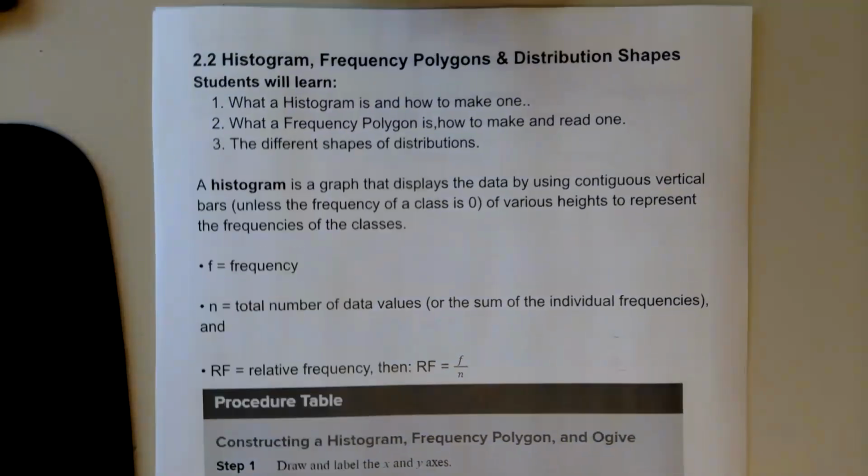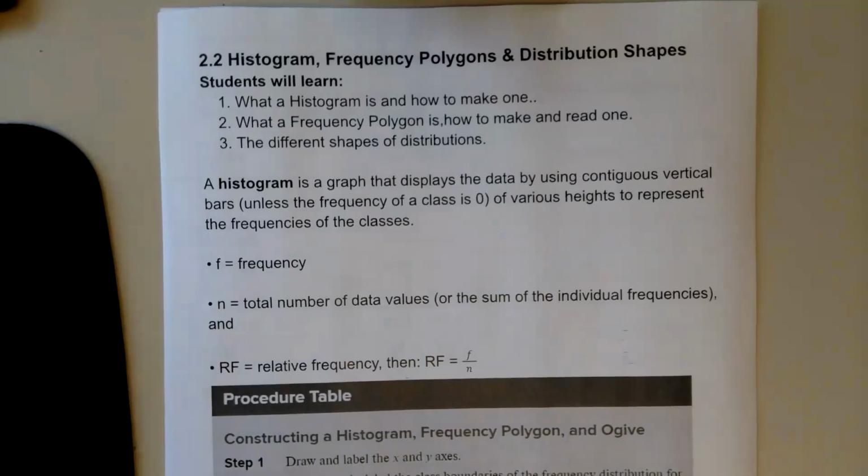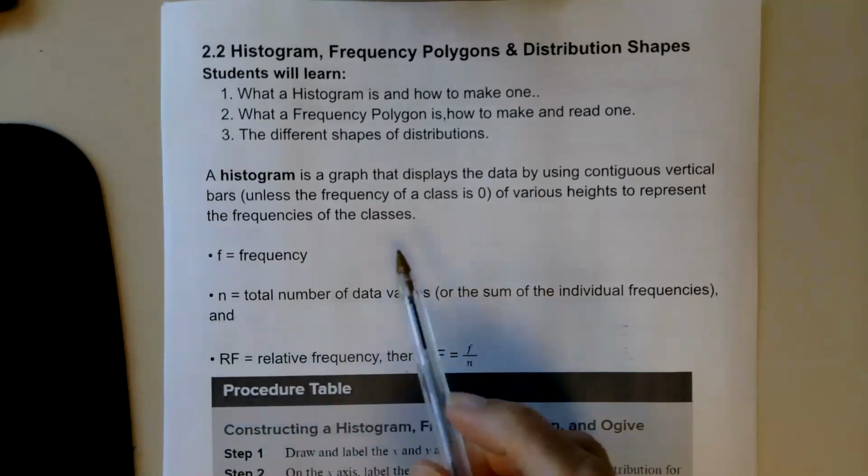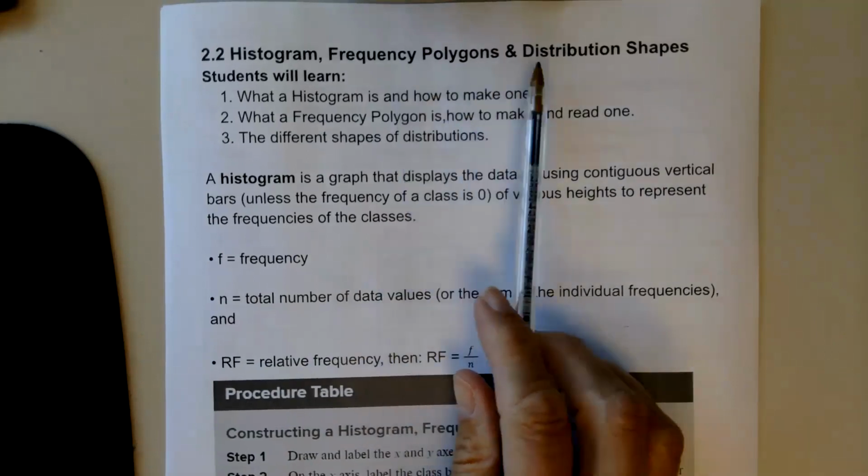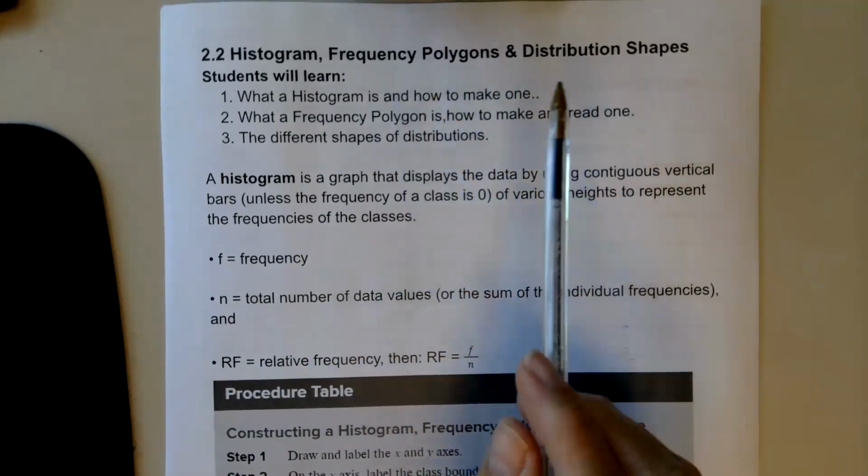Welcome back to lesson 2.2. We're going to look at different ways to visualize our raw data. And the first is going to be a histogram. Then we're going to look at frequency polygons and also other distribution shapes.